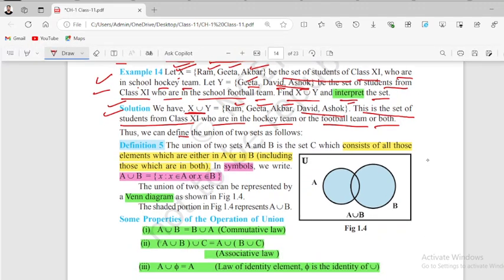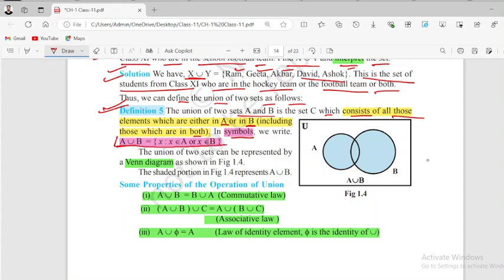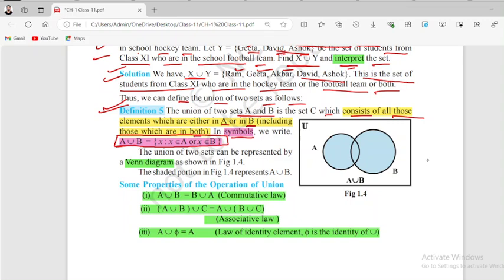Thus we can define the union of two sets as follows. Definition: the union of two sets A and B is the set C, which consists of all those elements which are either in A or in B, or in both. In symbols, we write A union B like that. Mathematically, we can represent it like that: A union B is equal to {x such that x belongs to A or x belongs to B}. Basically, the above definition also says this.